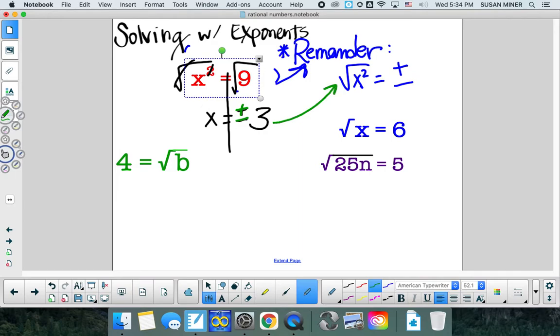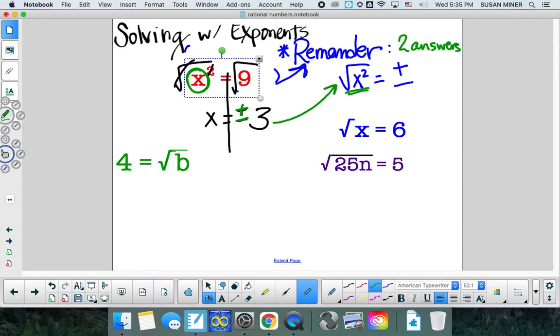If I'm ever taking the square root of x squared, my answer needs to be both plus and minus, because I don't know what this number was when I started. There's no way of knowing if I squared a negative 3 or if I squared a positive 3 to get that 9. It's both. And so I'm going to get two answers. Whenever I see something like this, and it could happen at any time in my problem, if I have to take the square root of x squared, then I have to remember that the answer is both positive and negative.